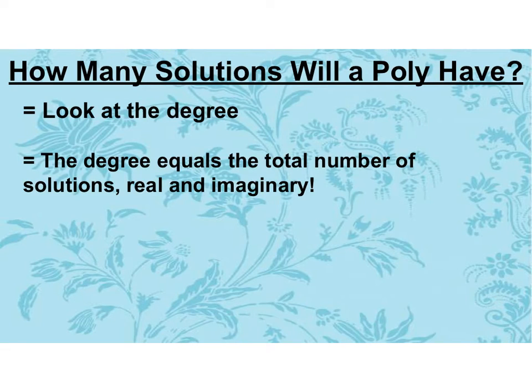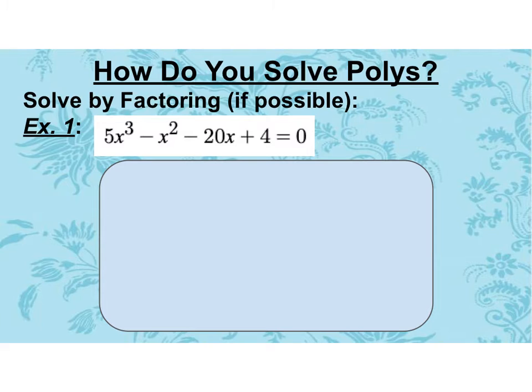So when you're thinking about how many solutions a polynomial will have, you have to look at your degree. The degree equals the total number of solutions, real and imaginary, together. So how do you solve a polynomial? I would start by factoring if possible. It won't always be possible, but it's a good first step.